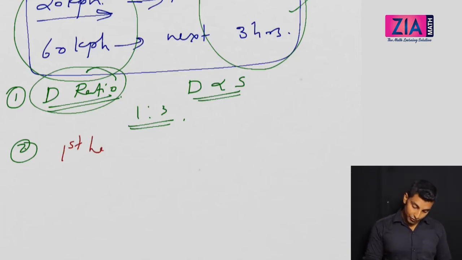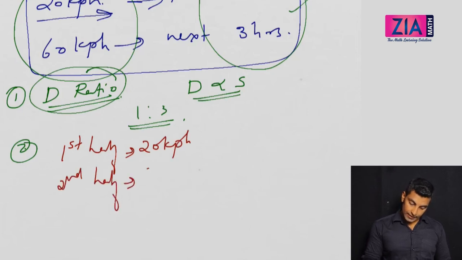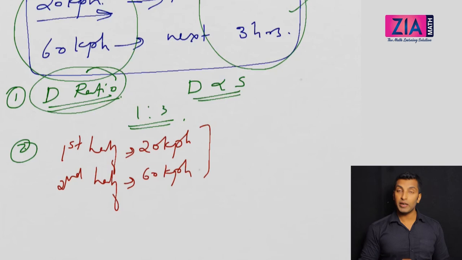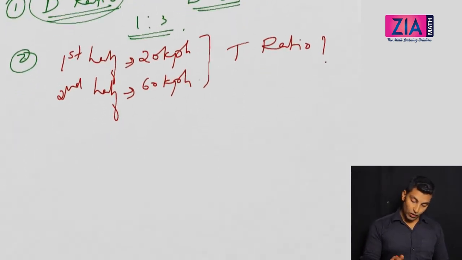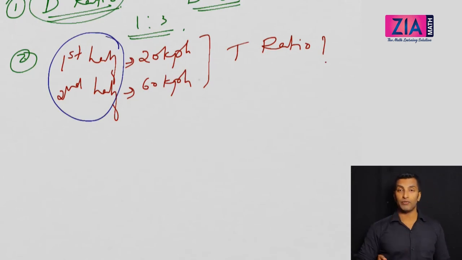Second situation, I'll give you a different situation. First half you cover 20 km per hour, second half 60 km per hour. So here what you need to do is find the time ratio. What is constant? If you see here, the distance is constant, first half and second half. So when distance is constant, we know this is speed into time.